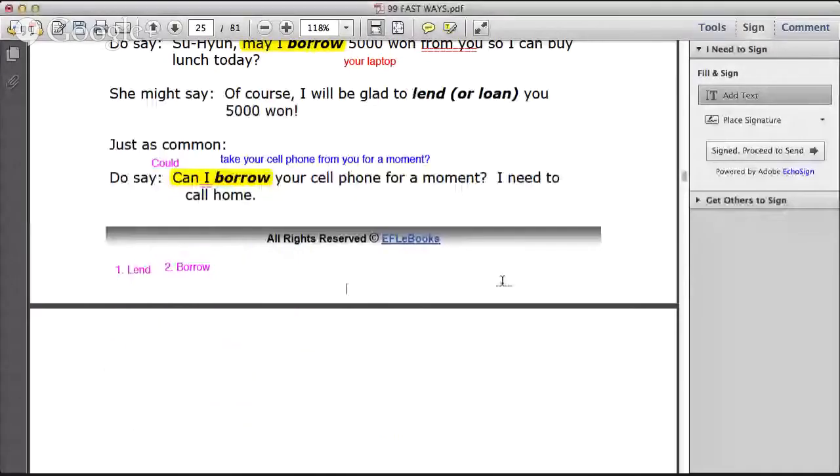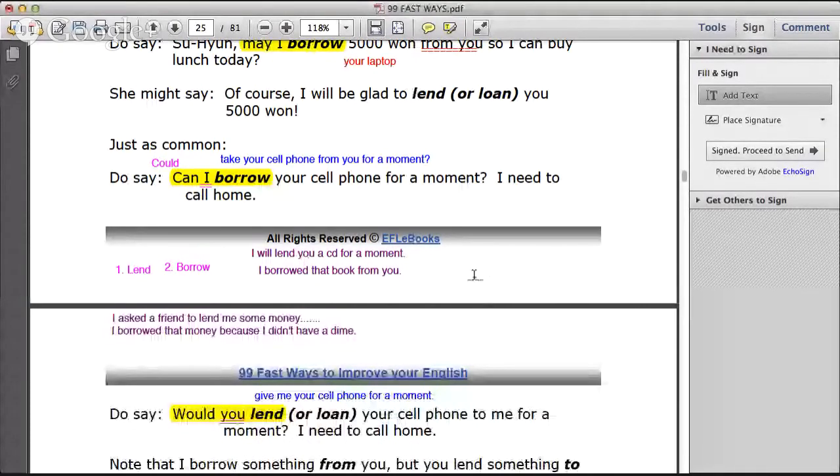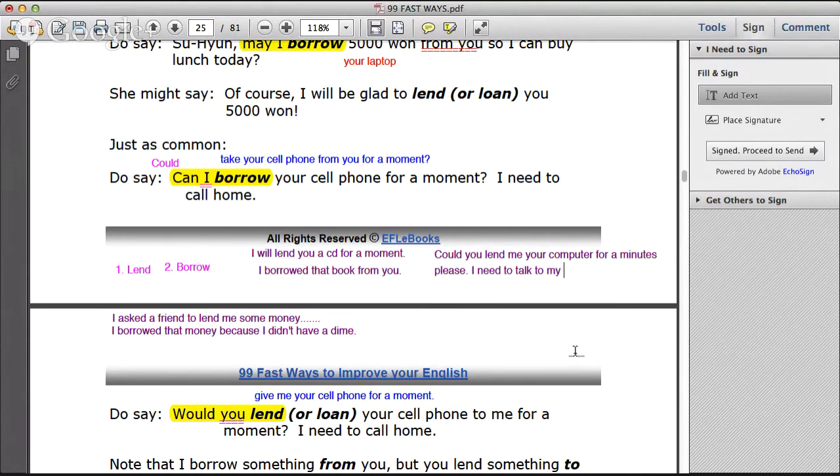Could you lend me your computer for a few minutes, please? I need to talk with my mom by Skype. All right, so for a few minutes, please. I need to talk with my mom by Skype. That's good. Could you lend me? Can you give me your computer? Very good.